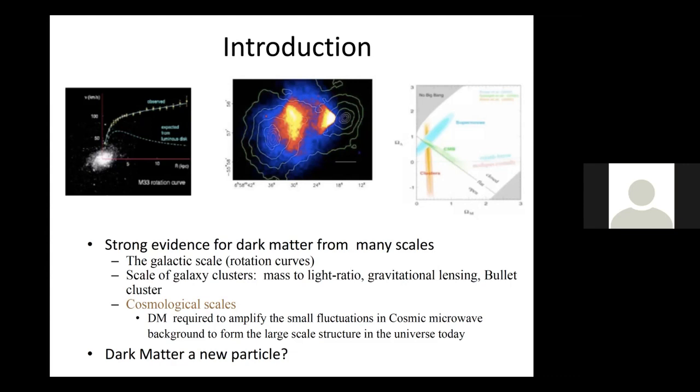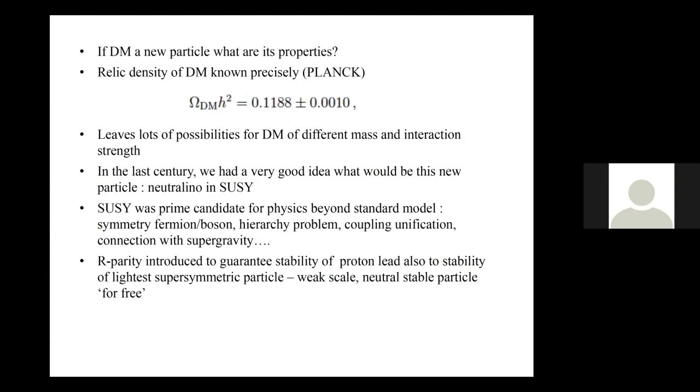Basically, dark matter is required to amplify the very tiny fluctuations in the cosmic microwave background in order to form the large-scale structure in the universe today. The very precise measurement of the cosmic microwave background, first by WMAP and now by Planck, has shown very small temperature fluctuations, and a careful study of the spectrum of these fluctuations allows us to put constraints on the cosmological model, the total amount of matter, the total amount of baryonic matter, as well as other quantities. It has allowed us to determine very precisely the relic density of dark matter today. The number, as you can see here, is around 0.1 with very high precision. And the matter content of the universe is dominated by dark matter, not by ordinary matter.